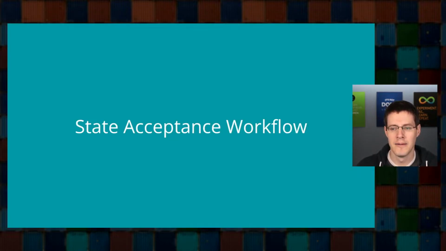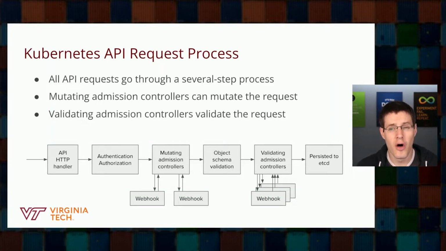Okay. So let's talk about the state acceptance workflow. This covers all the steps that are done every time you do a kubectl apply. It goes through this particular workflow. All API requests go through a several step process to determine whether that change is actually allowed to be made. I'm going to go through this chart first, and then I'll come back to these bullets up here.